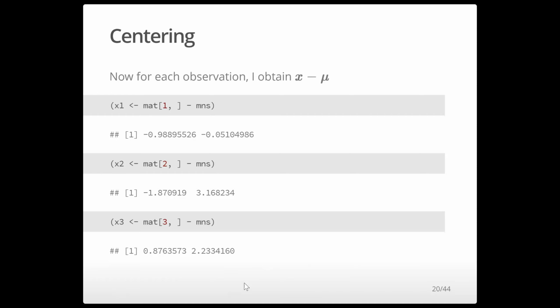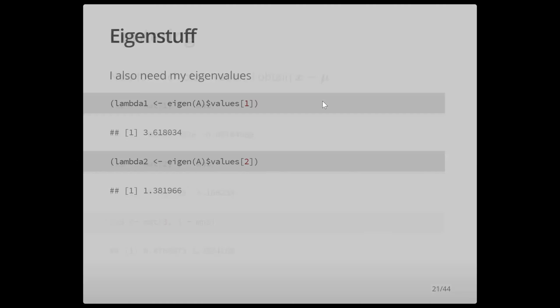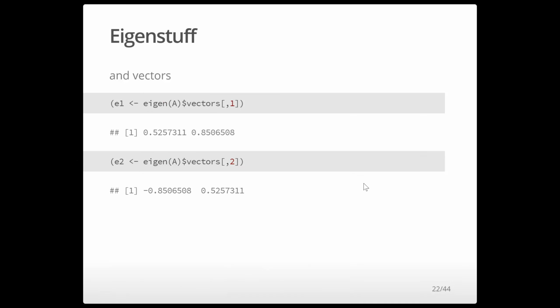If I want to plot my observations, I start by obtaining their centered form. So I take x minus mu. I take the first row of my data minus the means. So this is the centered version of the data. This data now has a mean of 0 instead of the actual means. This is the second observation and third observation. Now these are deviations from the mean. And I get the eigenvalues of my covariance matrix and the eigenvectors of my covariance matrix.